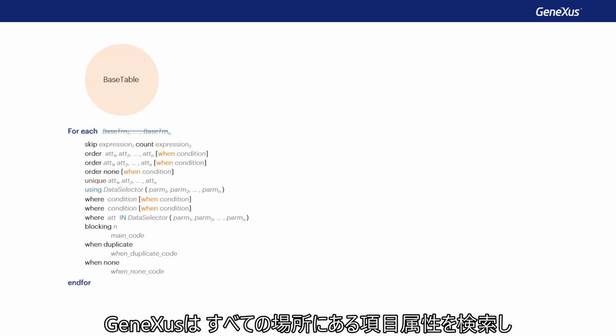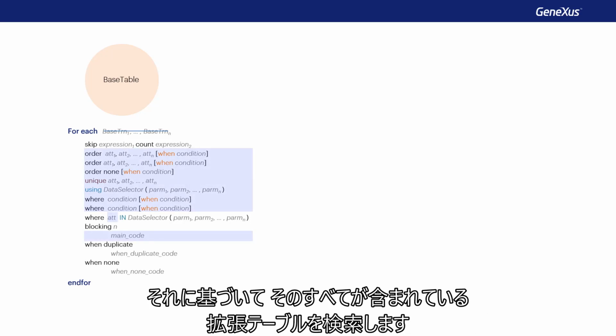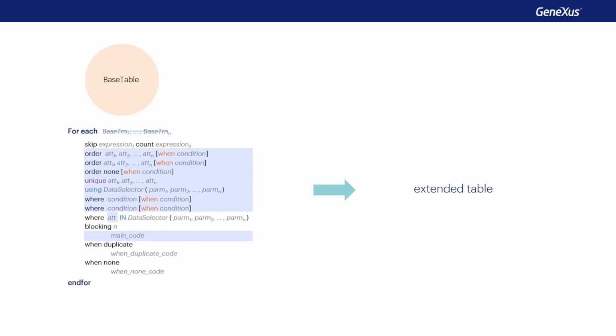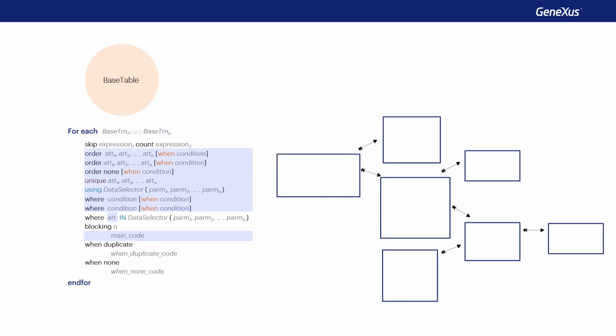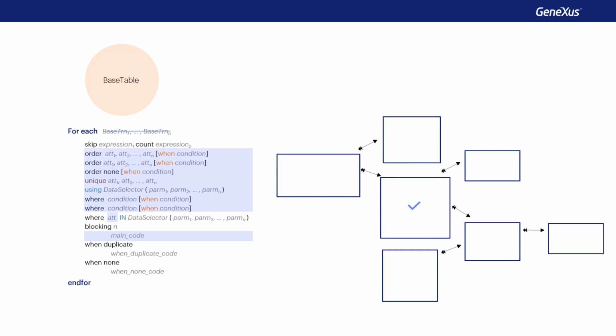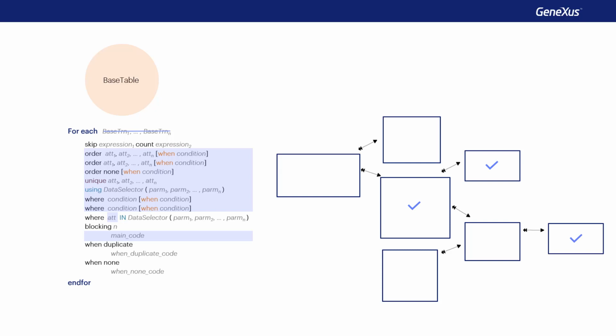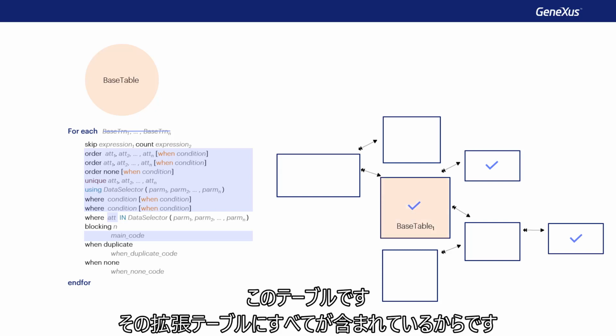GeneXus searches for the attributes existing in all these places, and based on them, it searches for an extended table that contains them all. For example, if the attributes that appear in these places are from these tables, which will be the base table of the for each? It'll be this one, because its extended table contains them all.